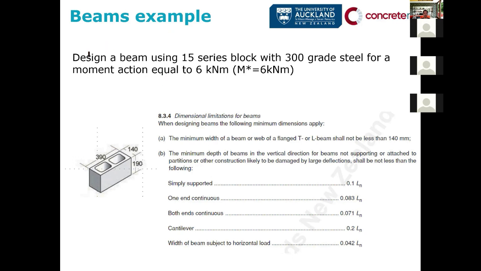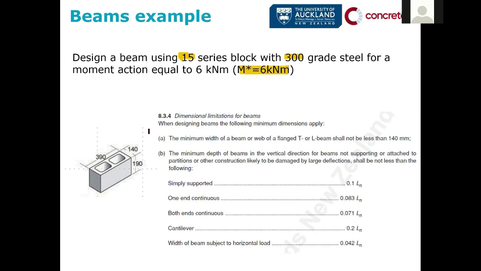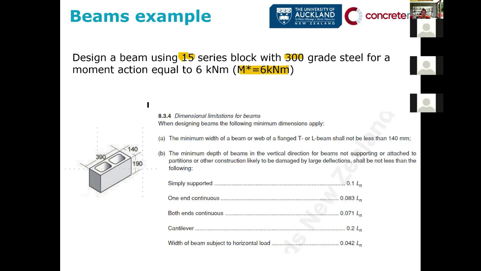So in this example, we're going to design a beam using 15 series block with 300 steel, and my M star, my action, is 6 kilonewton meters. Now, I'm not telling you the span of the beam, because I'm just going to do a section analysis. But if we do know the span, then we have these limitations on the dimension of the beam.